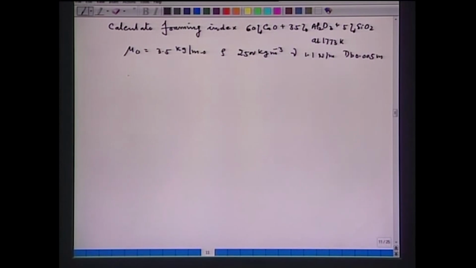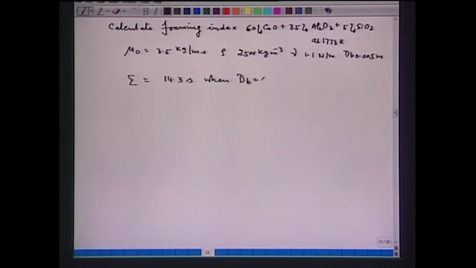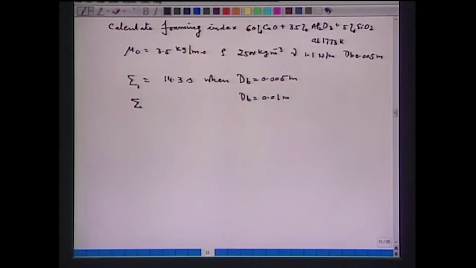Now, if I substitute all the values, then I get the foaming index that comes to 14.3 seconds when the diameter of the bubble is 0.005 meter. Suppose I now take the diameter of the bubble as 0.01 meter, with all the other properties the same, then the foaming index in the absence of solid particles comes to 7.67 seconds. Now, you see that with increase in the diameter of the bubble, the foaming index decreases.